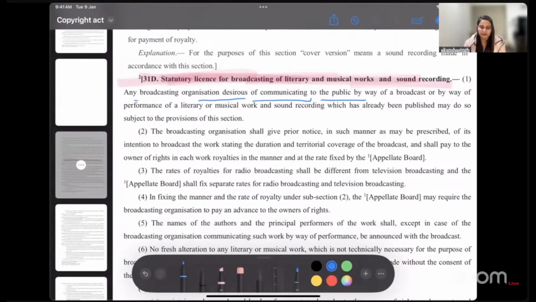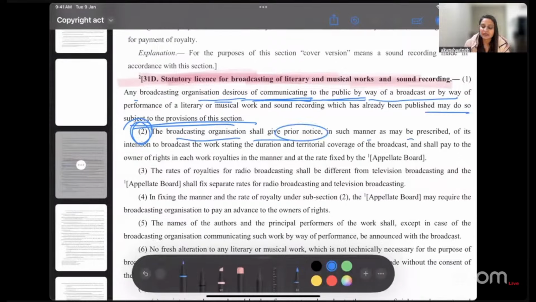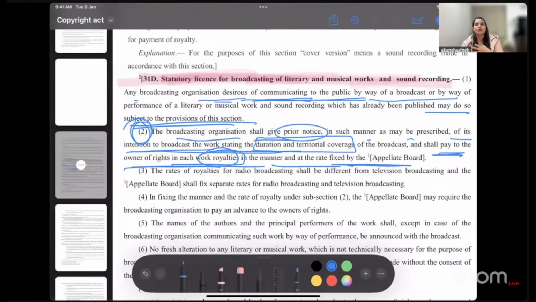Look at the conduct of the party as well. The organization desirous of communicating to the public by way of broadcast shall have to apply, subject to the provisions of this section. Now, important point: the broadcasting organization shall give prior notice in the manner prescribed of its intention to broadcast the work, stating the duration and territorial coverage. Did they follow this? Yes. Three months I highlighted in the question. I also told you about the territorial coverage that was written, Defence Colony of Delhi. And it shall pay to the owner of rights in each work royalties at the rate fixed. So the whole idea of bringing this concept of license is to benefit the owner.